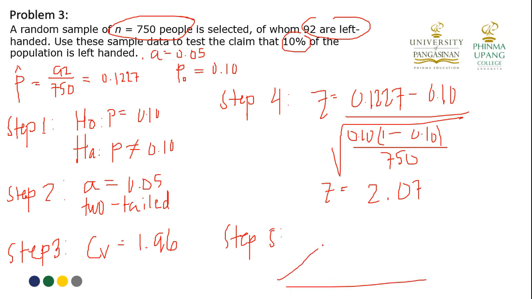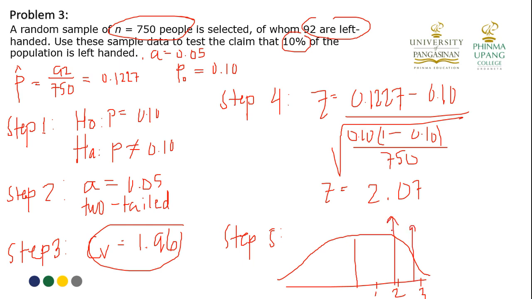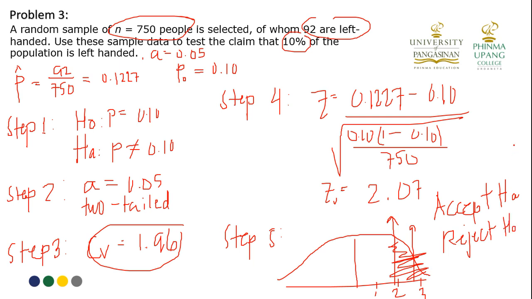Step number 5, decide natin. So, yung critical is 1.96. This is 1, this is 2, this is 3. So, 1.96 nandito po. Tapos, nandito yung ating computed z value. So, nandun siya sa rejection area. Nasagasaan siya ng rejection area. So, ibig sabihin, accept. Sinong i-accept? Alternative. Very good. HA, sir. Alternative. Then, reject natin si HO. That is day 24.